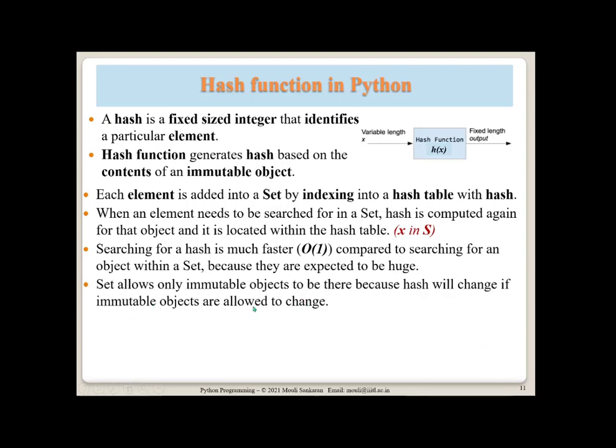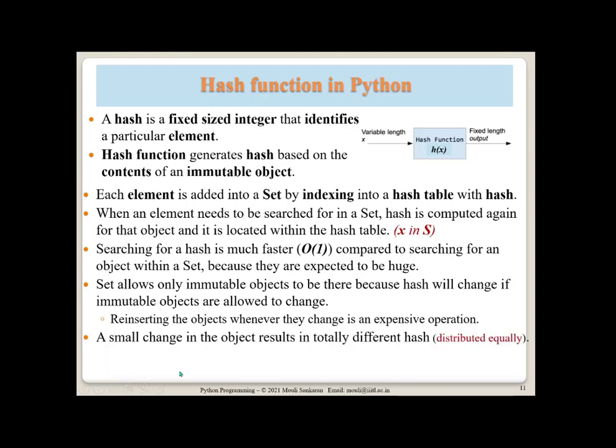So a set allows only immutable objects, because the hash will change if mutable objects are allowed to change. Reinserting the object whenever it changes is an expensive operation. If you are changing the object, then you need to remove it from the hash table, compute the hash function again, and then add it. That's why only immutable objects are allowed within a set.